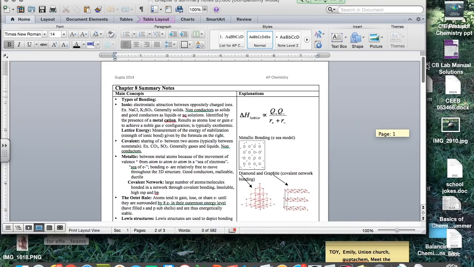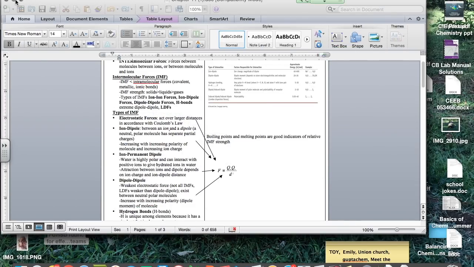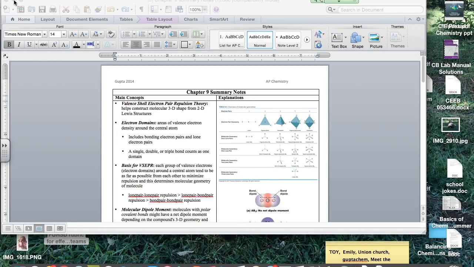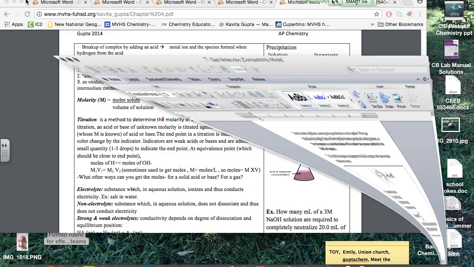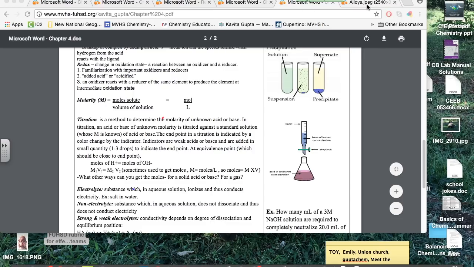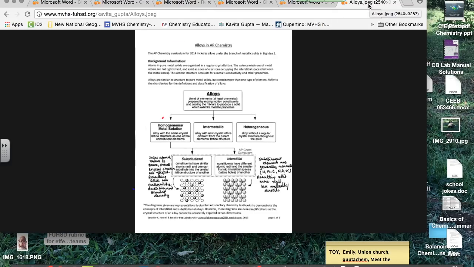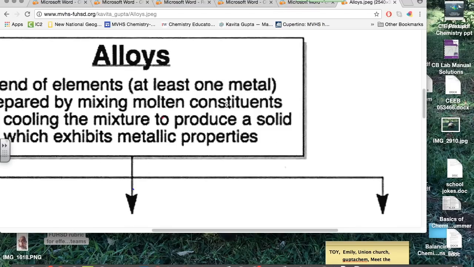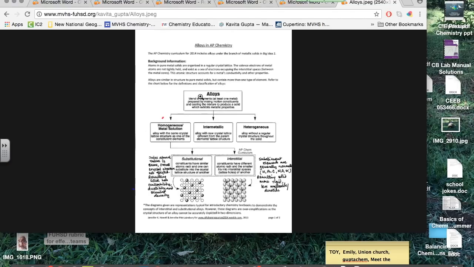Then there are VSEPR shapes, and you should know the shapes and memorize them. And a little bit about alloys. Alloys are metal solutions, and there are substitutional alloys and interstitial alloys. Just a second, let me zoom it out.